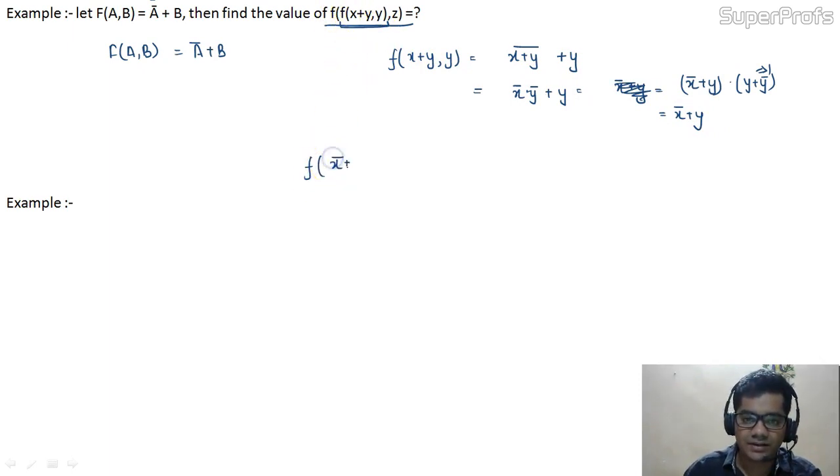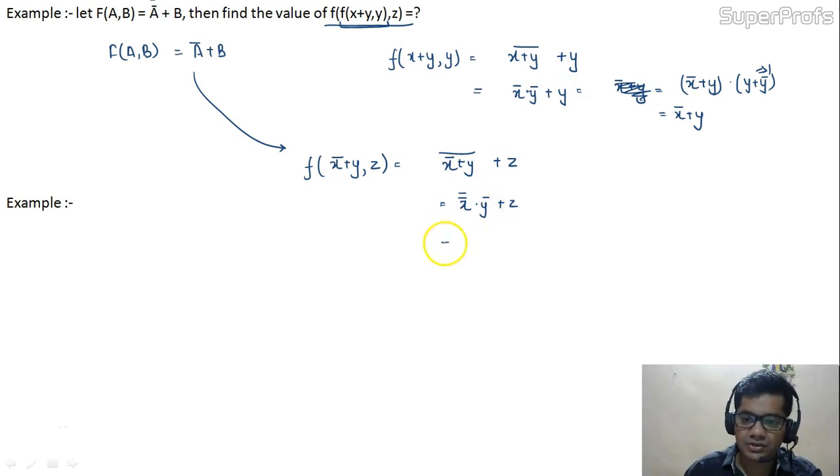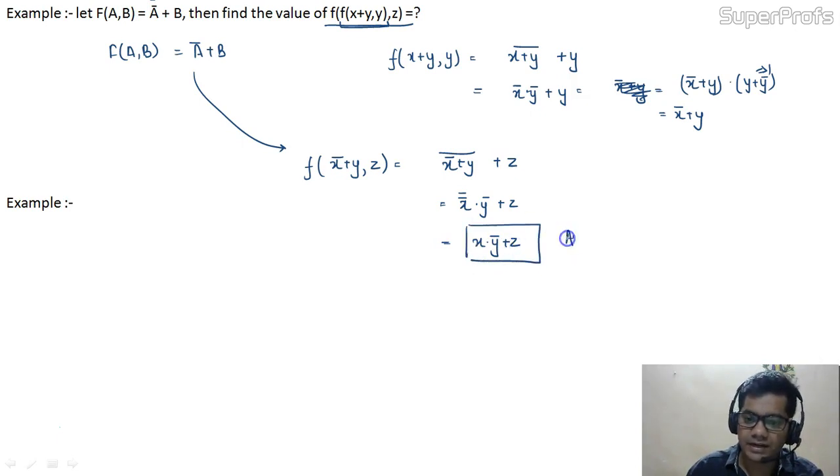Now it would be f of x bar plus y comma z. Using this as a base, it would be x bar plus y whole bar plus z. So it would be x bar dot y bar plus z, which gives x dot y bar plus z. Okay, this is our final expression. So I hope you are able to understand how we are going to solve these kinds of problems.